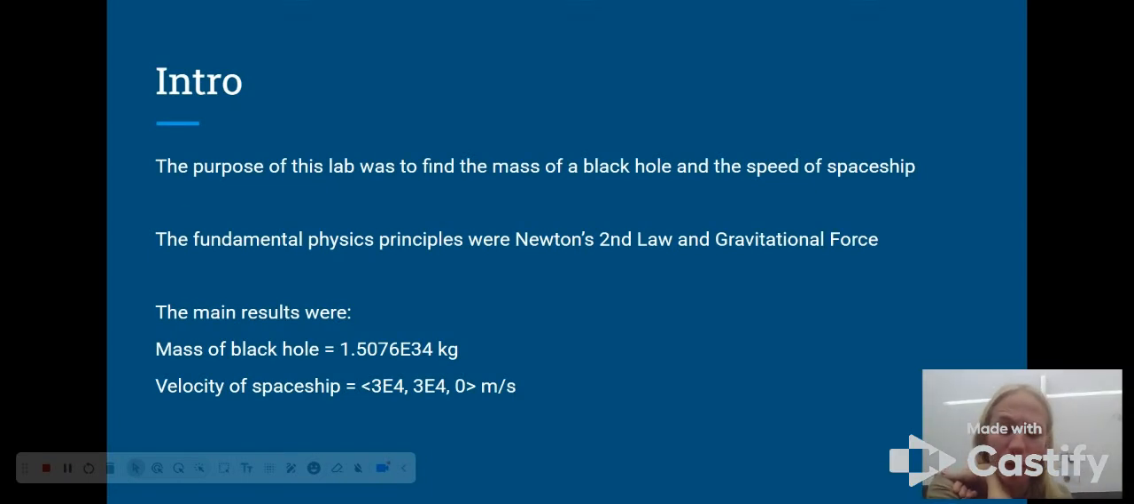The main results we got were that the mass of the black hole was about 1.5 times 10 to the 34th power kilograms, and the velocity of the spaceship was about 30,000 in the x direction, 30,000 in the y direction, and 0 in the z direction, in meters per second.